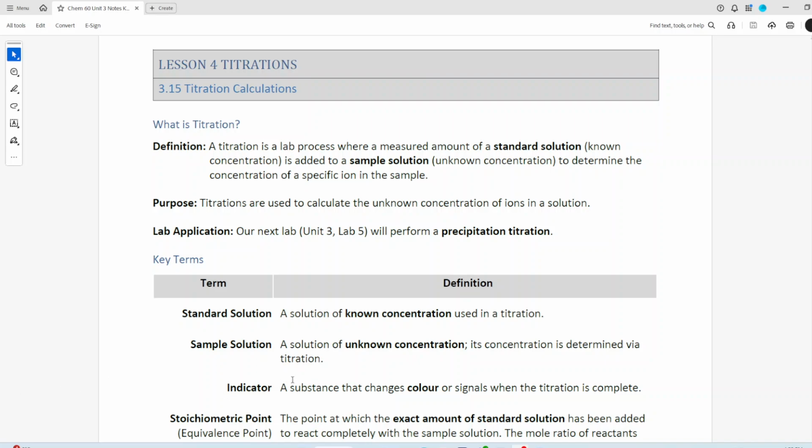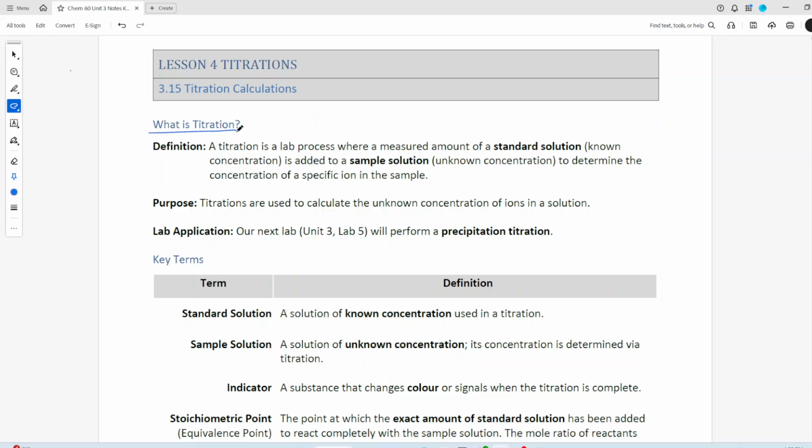All right, and then this last lesson, titrations, we're actually going to do all in one video. So I'm imagining lesson 3 probably took us more than one day, and then we're just finishing off this lesson 4 of titrations. So first things first, what is a titration?